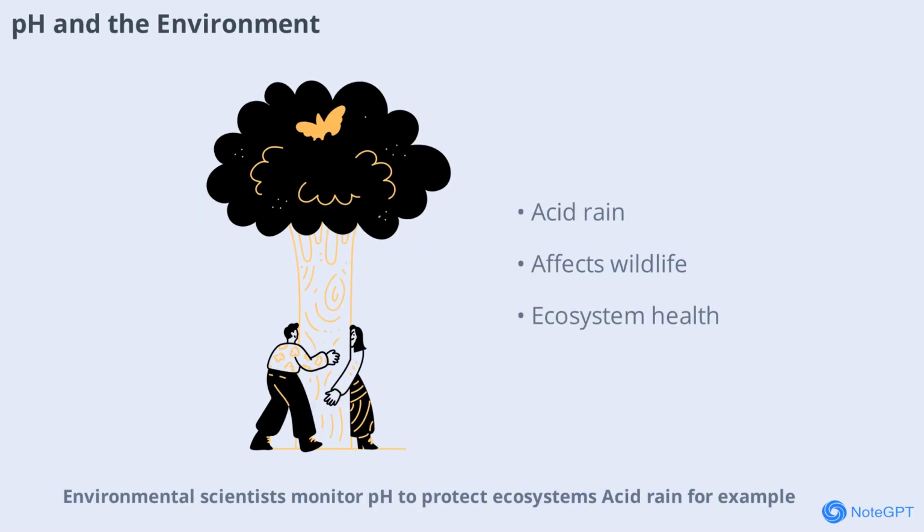Environmental scientists monitor pH to protect ecosystems. Acid rain, for example, lowers the pH of lakes and rivers, harming fish and plants. Pollution can also change pH, affecting wildlife. By tracking pH, scientists can spot problems early and take action to protect the environment. Healthy ecosystems depend on balanced pH levels.